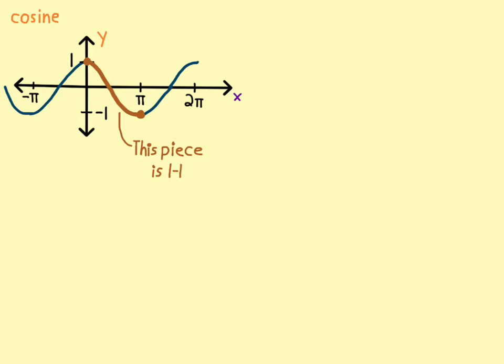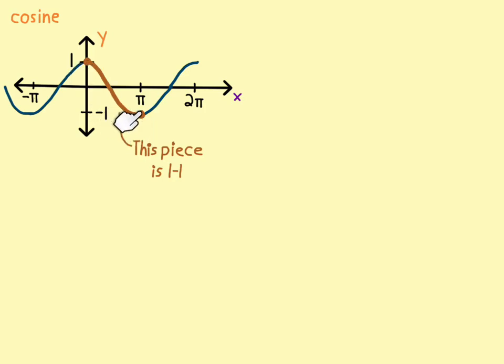as far as we can, keeping it 1 to 1. So that would be from here down to here. If I went any further, it would no longer be 1 to 1. It wouldn't pass the horizontal line test. Same thing here. If I went further left than here, it wouldn't be 1 to 1. It wouldn't pass the horizontal line test. So I have to go to the right here.